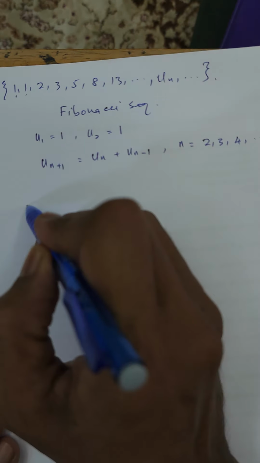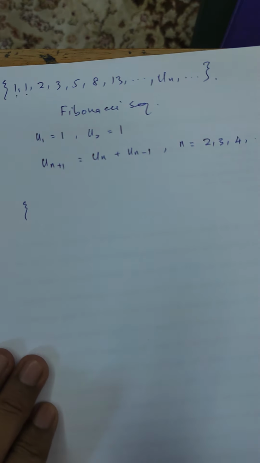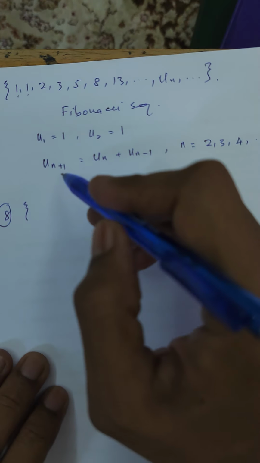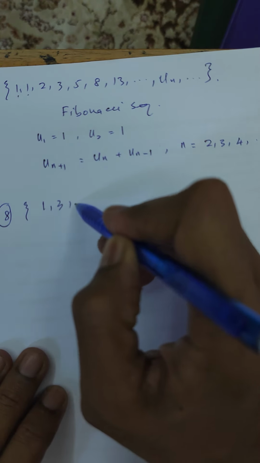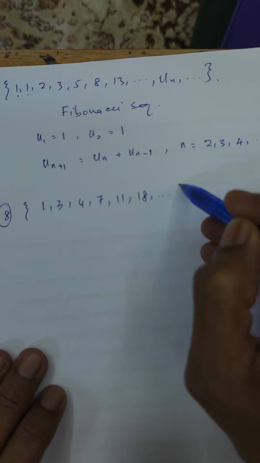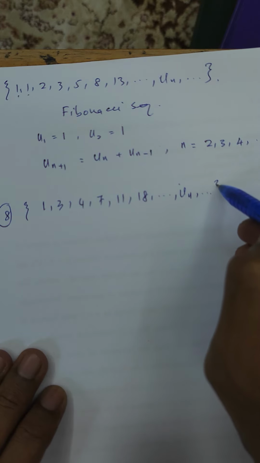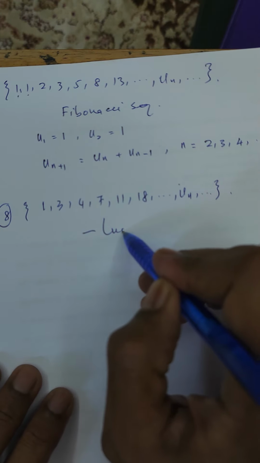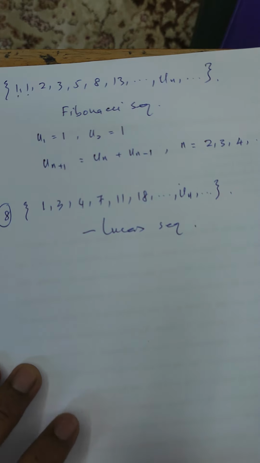So this is the Fibonacci sequence. We can find up to n terms. And what about this sequence? Another example I give you here. What number is this? 6, 7, 8. If you have 1, 3, 4, 7, 11, 18, and so on. Okay, this is known as the Lucas sequence. So how to find this?